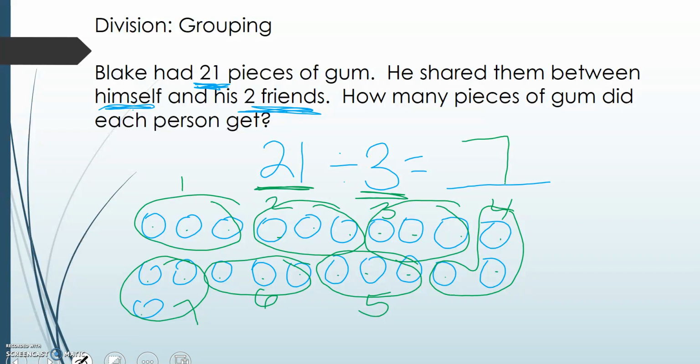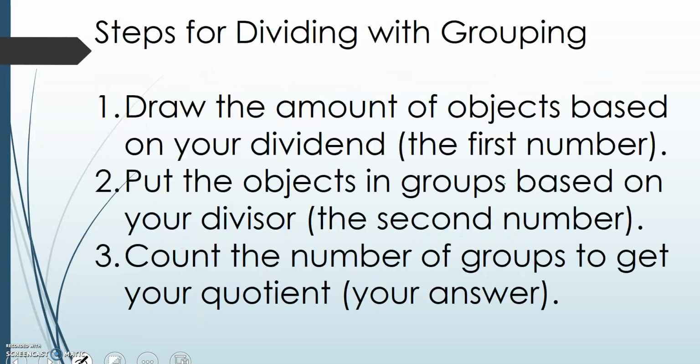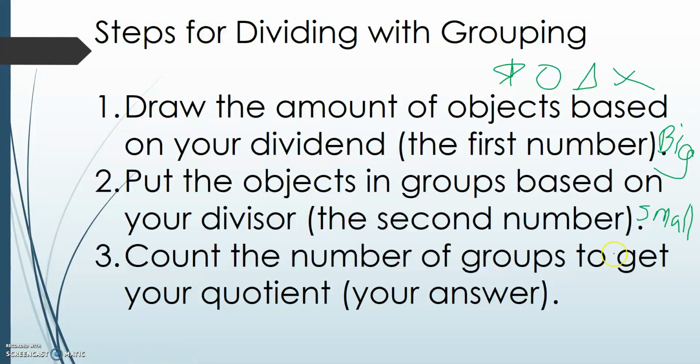So let's go through our steps again of how we can use our grouping strategy. First, you draw the amount of objects based on your dividend, the first number, the big number. And remember, with your objects, you can draw stars, circles, triangles, or X's, whatever is going to be easiest for you. Then put those objects into groups based on your divisor, that second number, the smaller number. Then count the number of groups, and that will give you your quotient, or your answer.